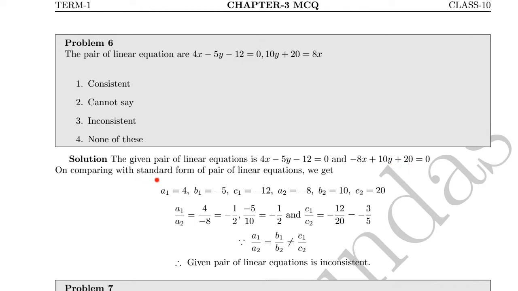On comparison with the standard form of a pair of linear equations, we get a1 is equal to 4, b1 is equal to minus 5 and c1 is equal to minus 12, and a2 is equal to minus 8, b2 is equal to plus 10 and c2 is equal to 20. After taking the values of a1 upon a2, b1 upon b2 and c1 upon c2, we get a1 upon a2 is equal to b1 upon b2 but not equal to c1 upon c2. That shows the given pair of linear equations is inconsistent.